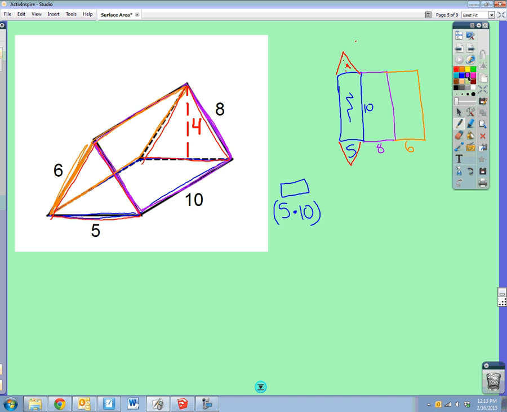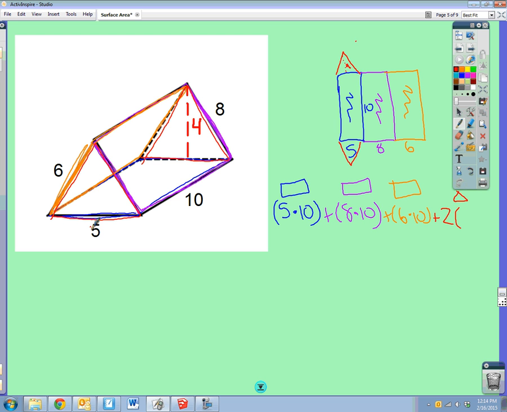Then I've got the purple one, and that's going to be 8 times 10. Again, another rectangle. Then I've got the orange rectangle, 6 times 10. Again, another rectangle. And last but not least, I've got my 2 triangles. 2 triangles. And so I can multiply it by 2. I can double it. Area of a triangle, base times height divided by 2.